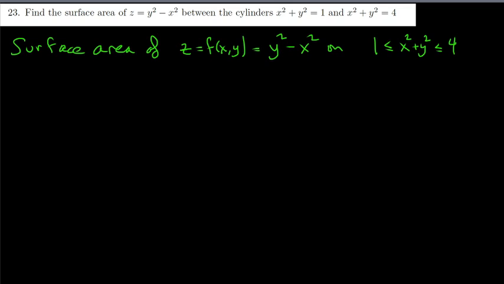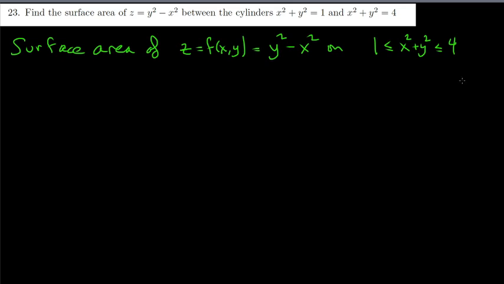Okay, number 23, we want to find the surface area of the surface z equals y squared minus x squared. So I'm just giving that a name. I'm calling it a little f, right? Between the cylinders, x squared plus y squared equals 1 and x squared plus y squared equals 4. So succinctly, you can just write x squared plus y squared between 1 and 4.